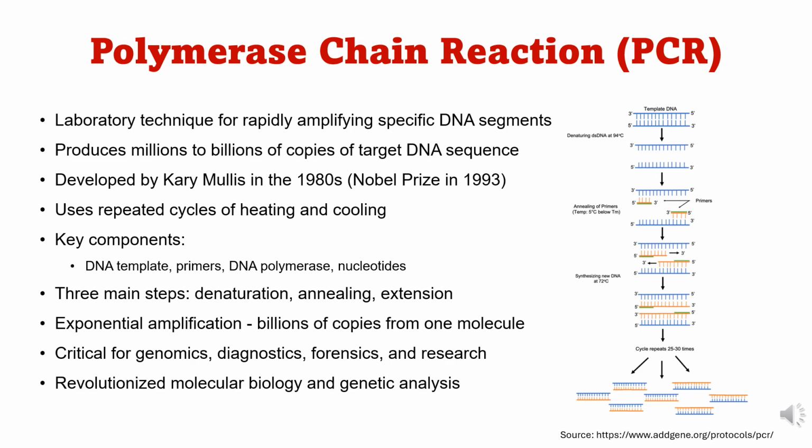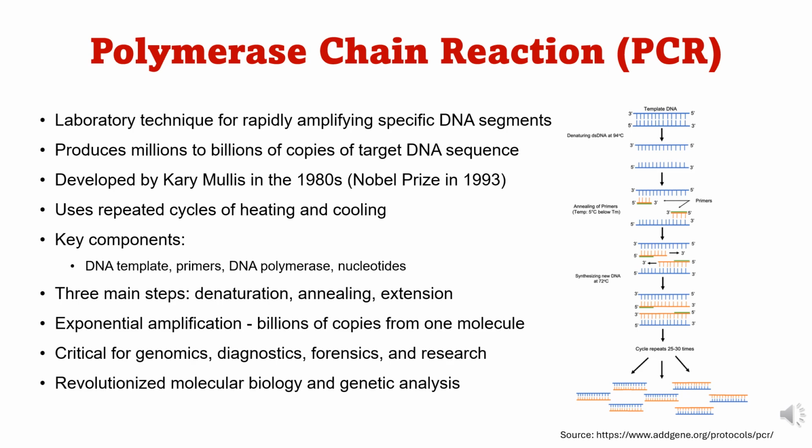There are three major steps in PCR. First is denaturation, which separates the DNA strands; annealing, which includes the binding of primers to target sequences; and finally, extension, which includes the DNA synthesis by the polymerase enzyme. And the key components involved in this particular method are the DNA template, primers, DNA polymerase, and nucleotides.